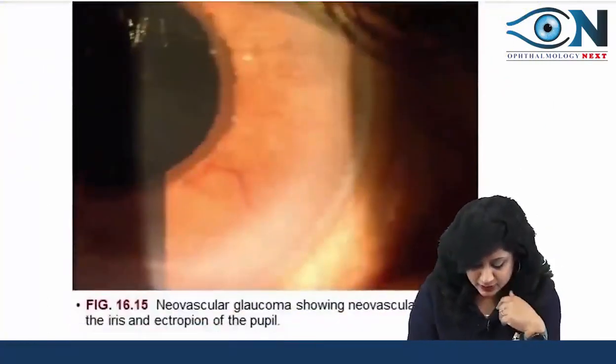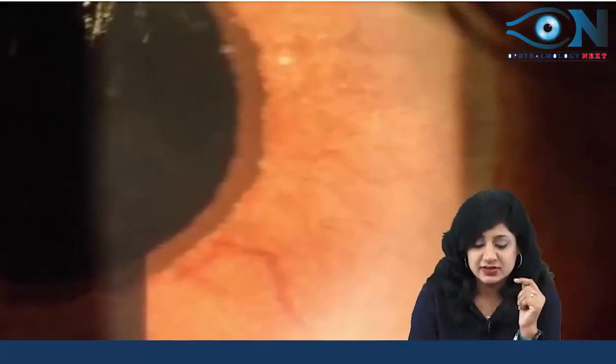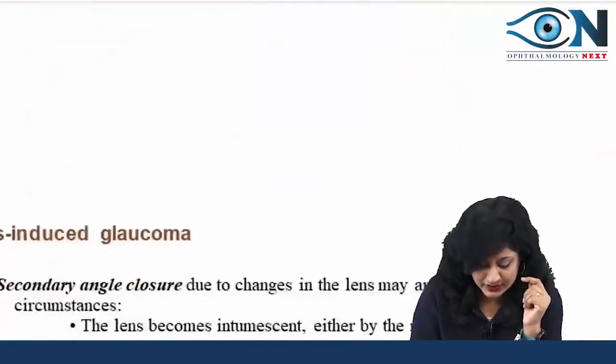So this is a case of your neovascular glaucoma, where you can see the vessels which are growing over the iris. This is your rubeosis iridis, right?